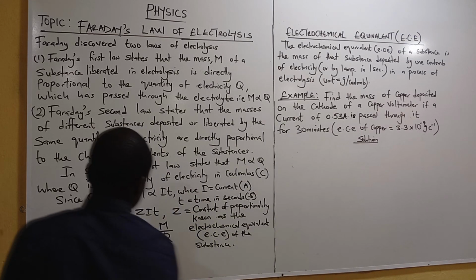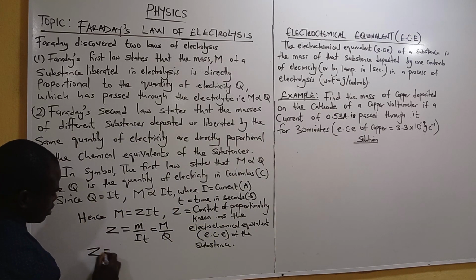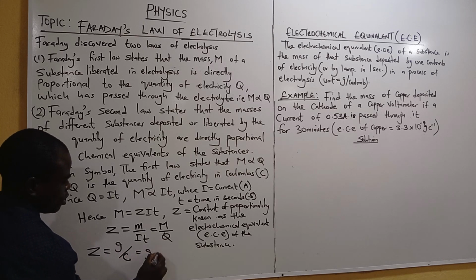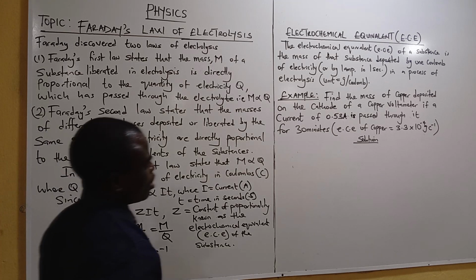The unit of electrochemical equivalent is gram per coulomb. How do we get that? Z is mass over Q. Mass is in gram, Q is in coulomb, so gram per coulomb. It can also be written like this, gram per coulomb.